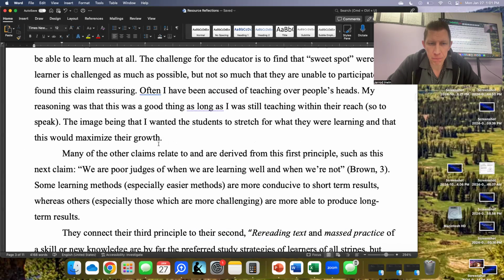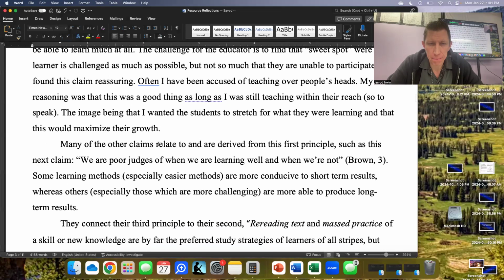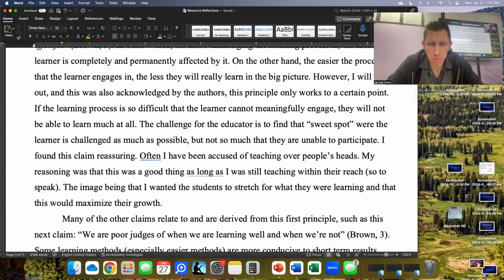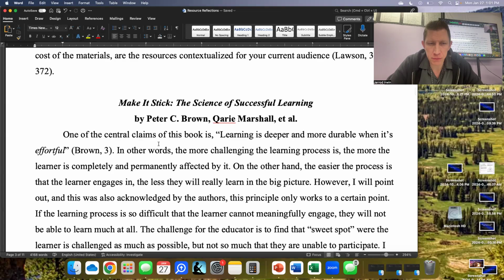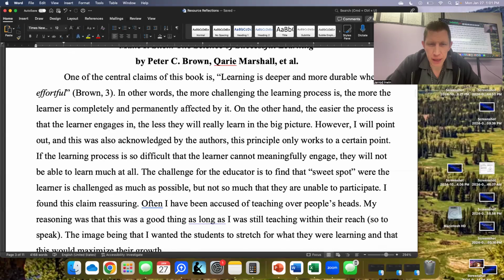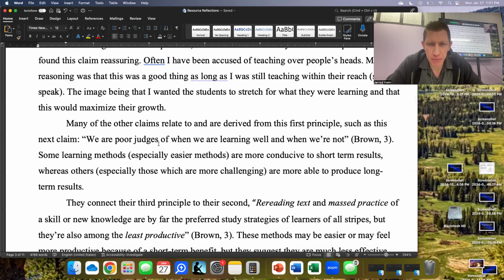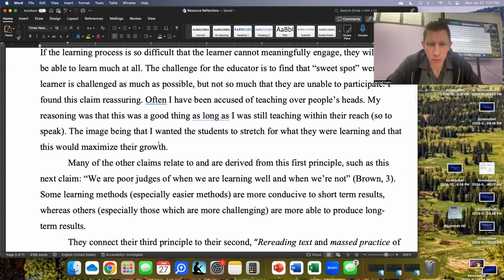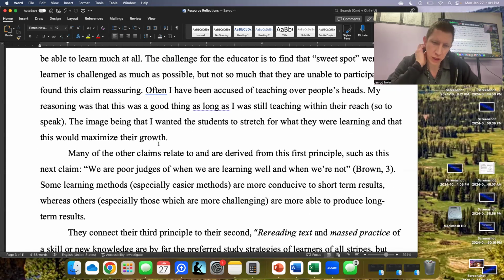The key word here in the sentence: durable. Very first sentence: durable learning is deeper and more durable when it's effortful. Next claim, this is the second paragraph: we are poor judges of when we are learning well and when we're not.